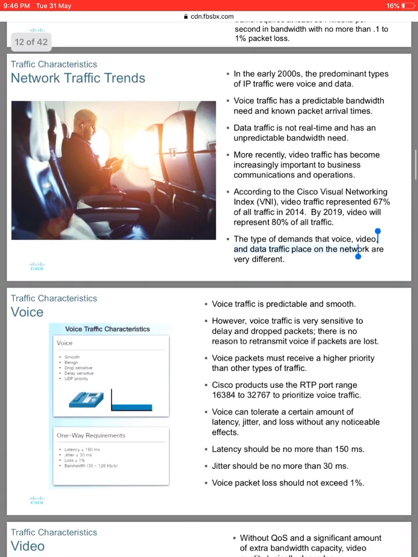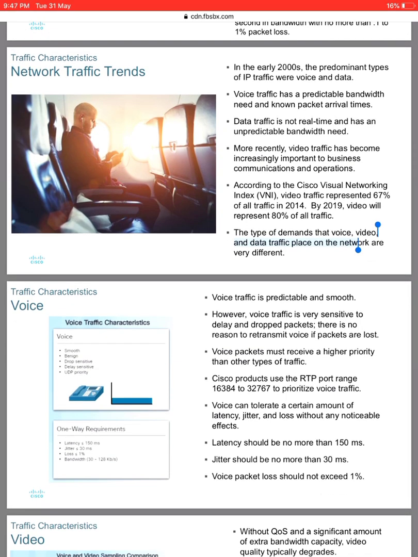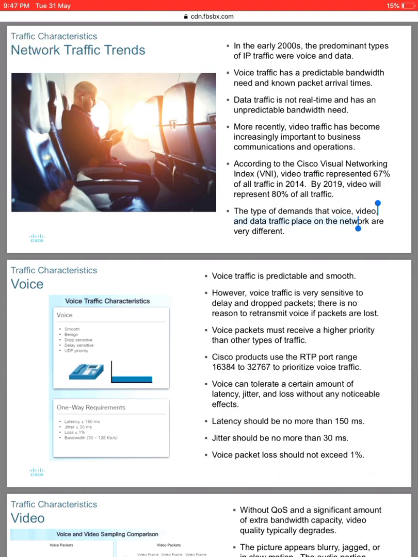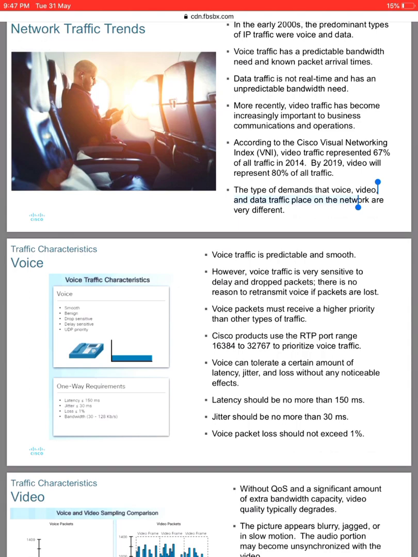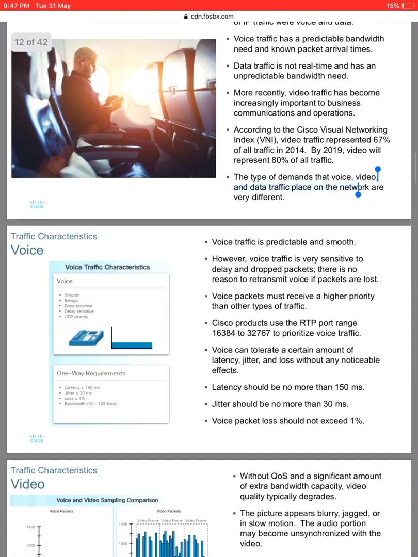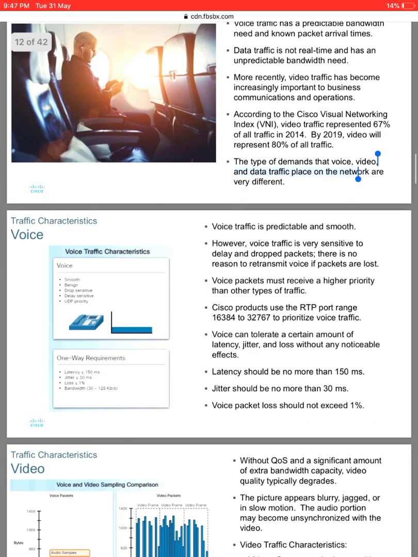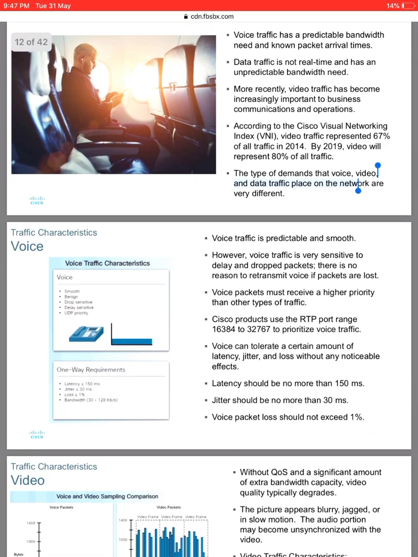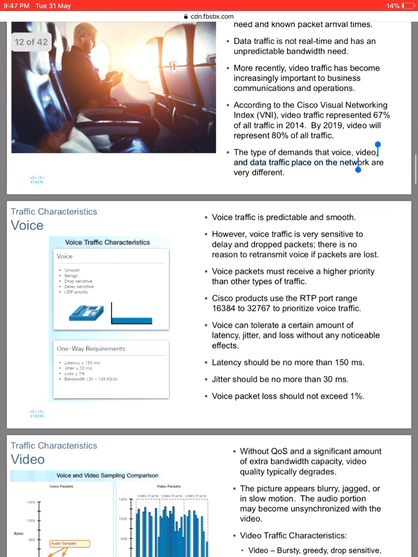So for the network traffic trends, in the early 2000s, the predominant types of IP traffic were voice and data. Voice traffic has a predictable bandwidth need and known packet arrival times. Data traffic is not real-time and has an unpredictable bandwidth need. More recently, video traffic has become increasingly important to business, communication, and operations. So, needed kayo ang video traffic, no? Labi na sa tong mga business nato.